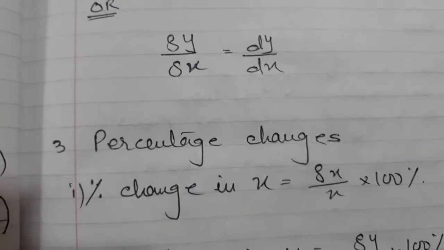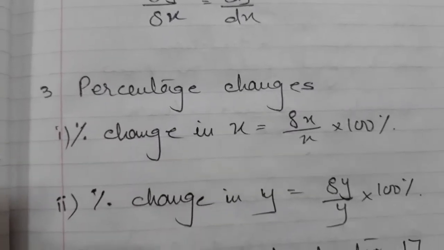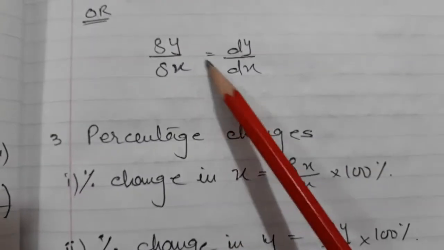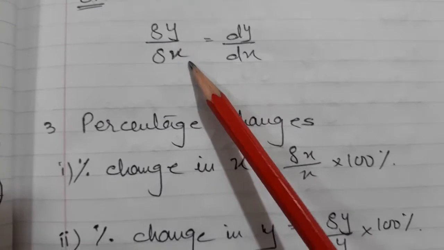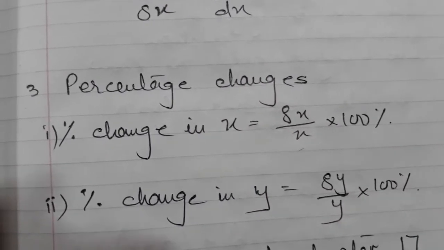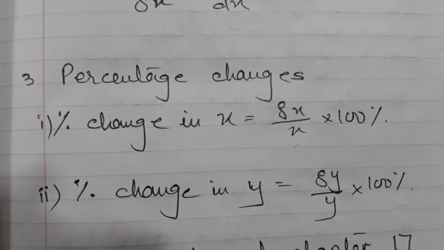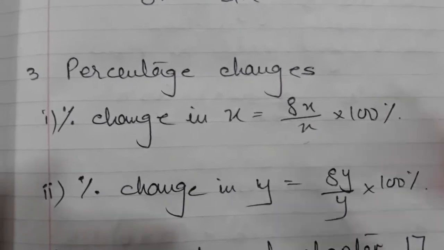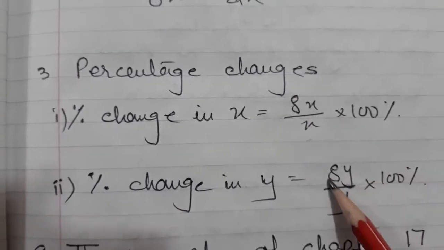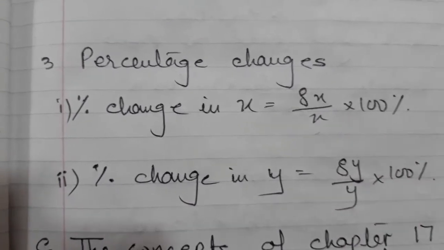Then the third concept you have learned in chapter 16 is percentage change. When you know what the change is, either delta y or delta x, then how to change it into a percentage. Just like you calculate your own percentage when you get your score in any test. Similarly, it is delta x over x into 100% or delta y over y into 100%.